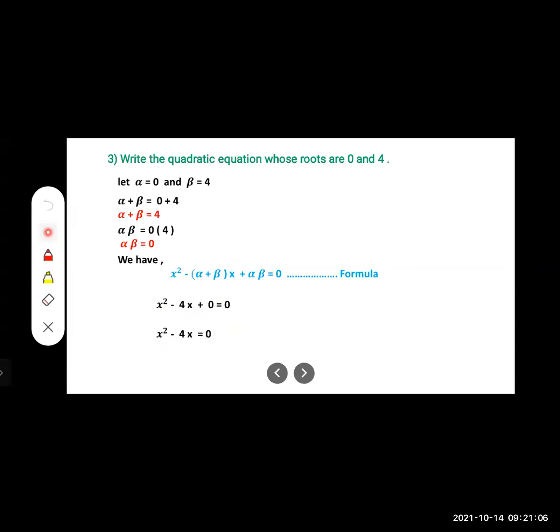So please you practice on these sums. So you can score 2 marks very easily. Clear, children? Next one.